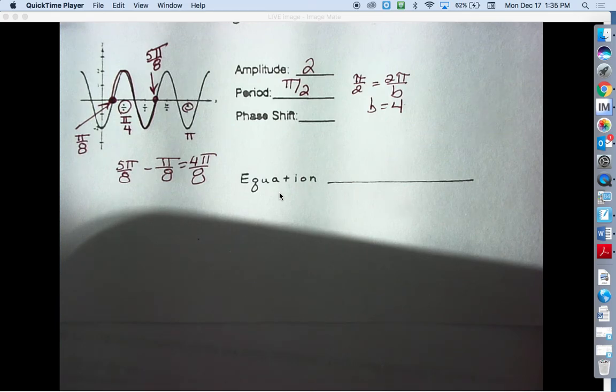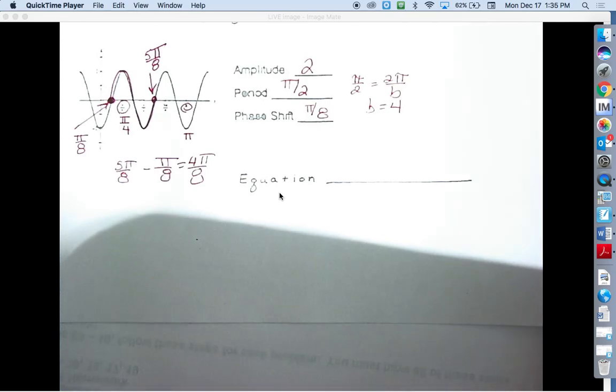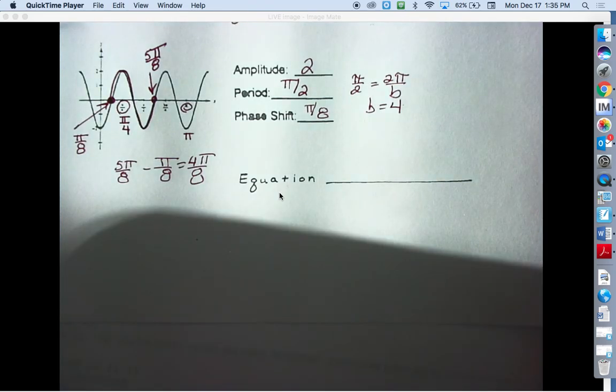Great, then that's your phase shift. But wherever your graph starts, whatever equation you're looking at, in the place you're choosing that equation to begin. So that's the pi over 8.